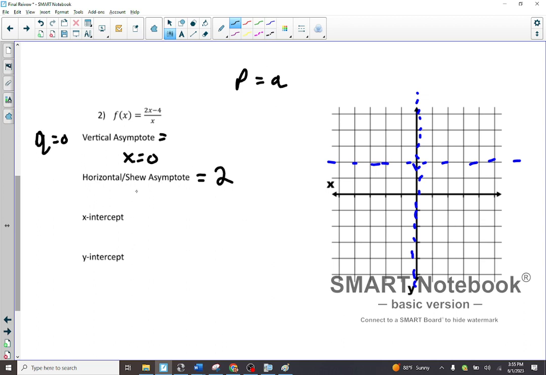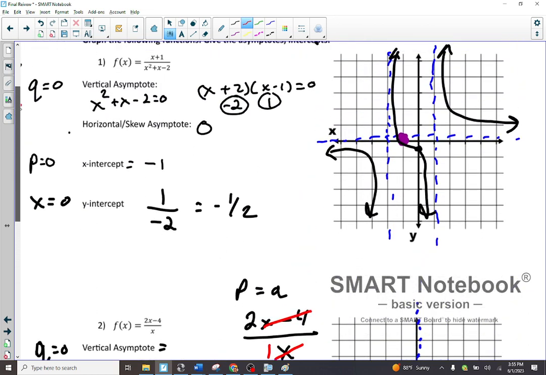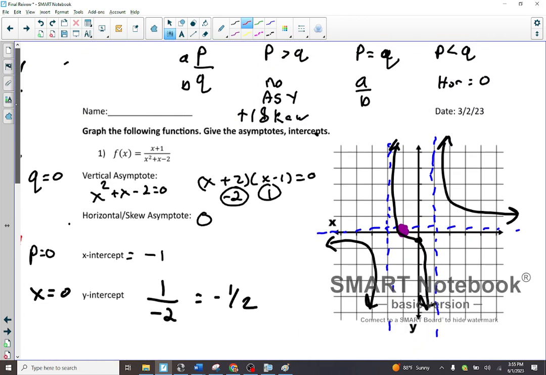Why is the horizontal 2? It's the coefficients of the biggest exponents. So 2x minus 4 over x. So in this case, it's here. We cross this out, which is just the numbers in front, 2 and 1. You just take the numbers in front of the biggest exponents. So for the other one you had, why is the horizontal 0? Because that one, the bottom has an x squared while the top is just x. That means it's automatically 0. That's a Q is bigger than P situation.